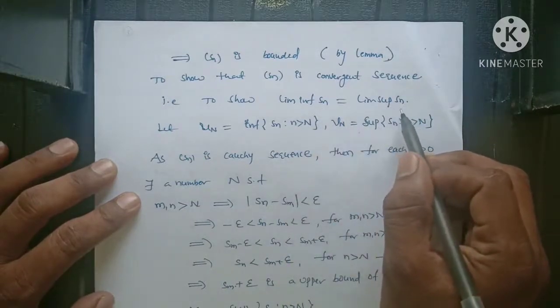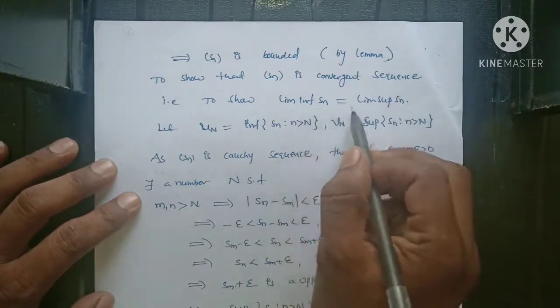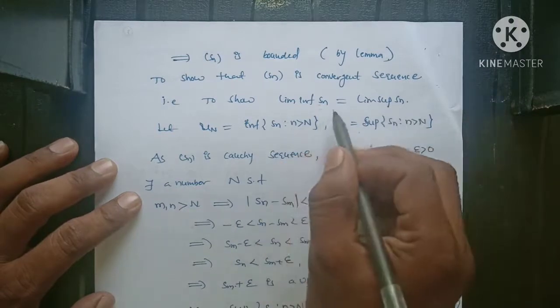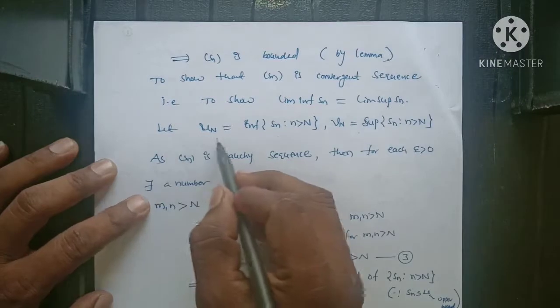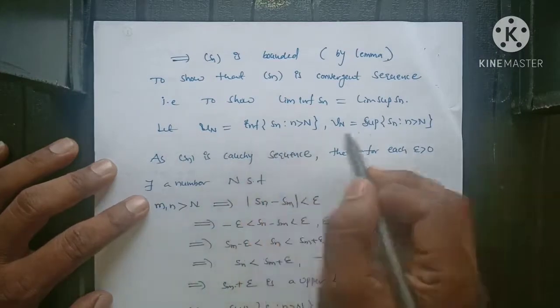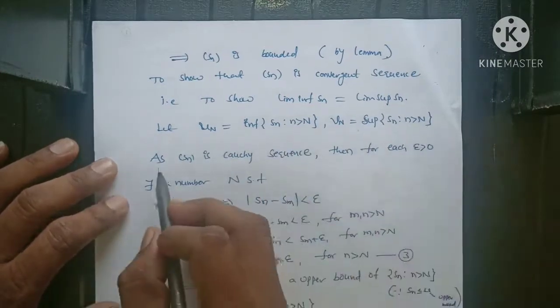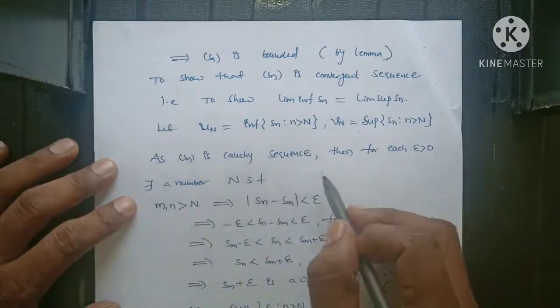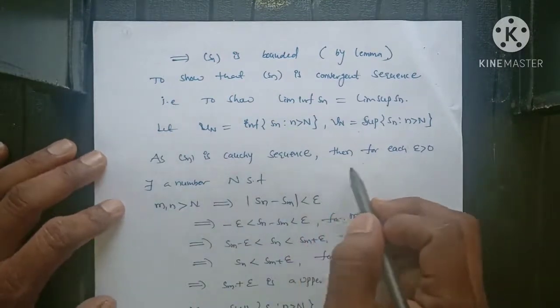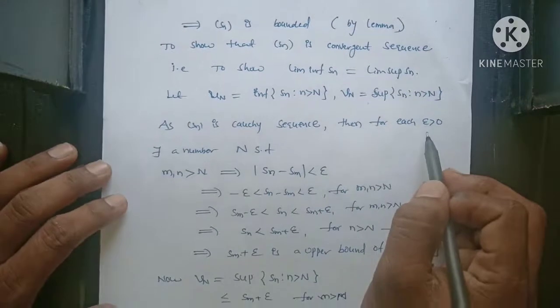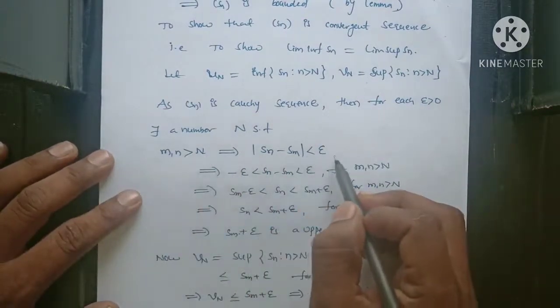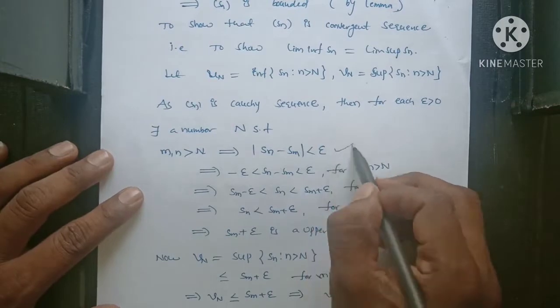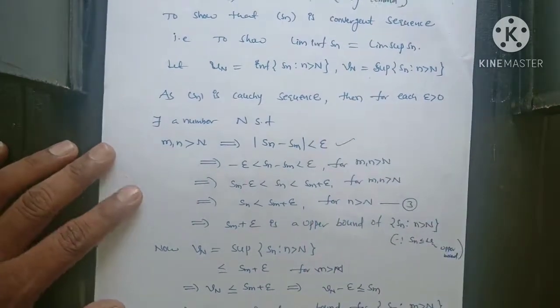superior of Sn. For this we are going to prove limit inferior of Sn is less than or equal to limit superior of Sn, and limit inferior of Sn is greater than or equal to limit superior of Sn. Now I am taking Un as the infimum and Vn as the supremum. As Sn is a Cauchy sequence, already we assume that Sn is a Cauchy sequence. Then for each epsilon greater than 0, there exists a number capital N such that for m, n greater than capital N, mod Sn minus Sm is less than epsilon. It's the basic definition of a Cauchy sequence.